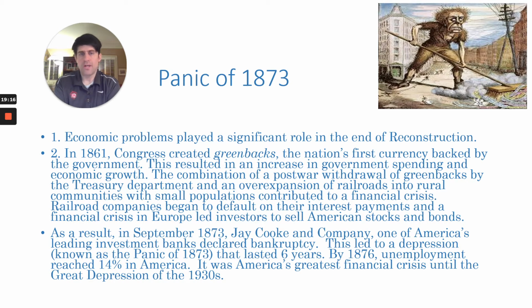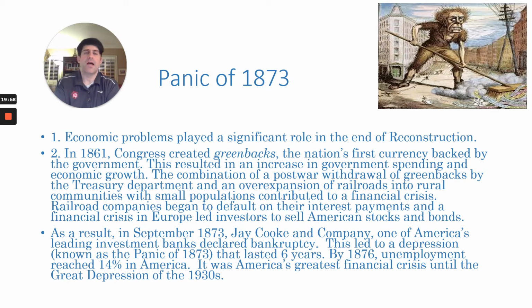In the midst of the war itself, it spurred an increase in government spending and economic growth. But after the war ended, there was a gradual withdrawal of greenbacks from the Treasury Department, and railroads, which became big business after the war ended, began to overexpand, going into rural communities with small populations, and they just couldn't recoup the money that was needed to pay the interest on their loans. As a result, the railroad companies begin to default on their interest payments during the early months of 1873.